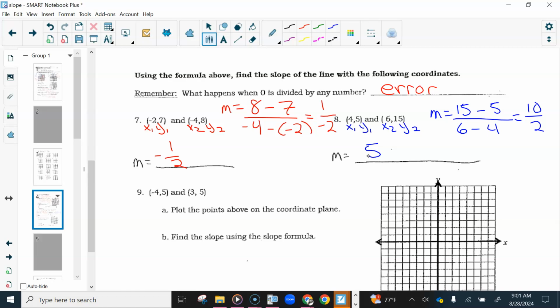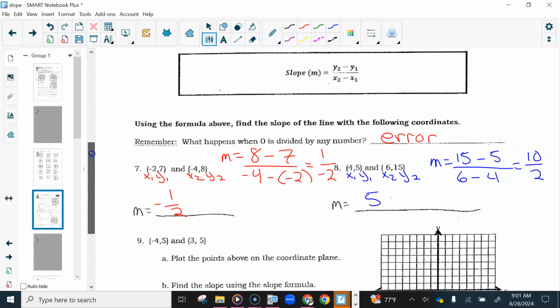Yes. So here I'm following this. Since this is y2, I put that right where that goes. And since this is y1, I put that right where that goes. Same thing, since this is x2, I put that right there, and since this is x1, I put that right there. Are you putting that as y2 because it comes second, or because the numbers are bigger? Yeah, just because it comes second.